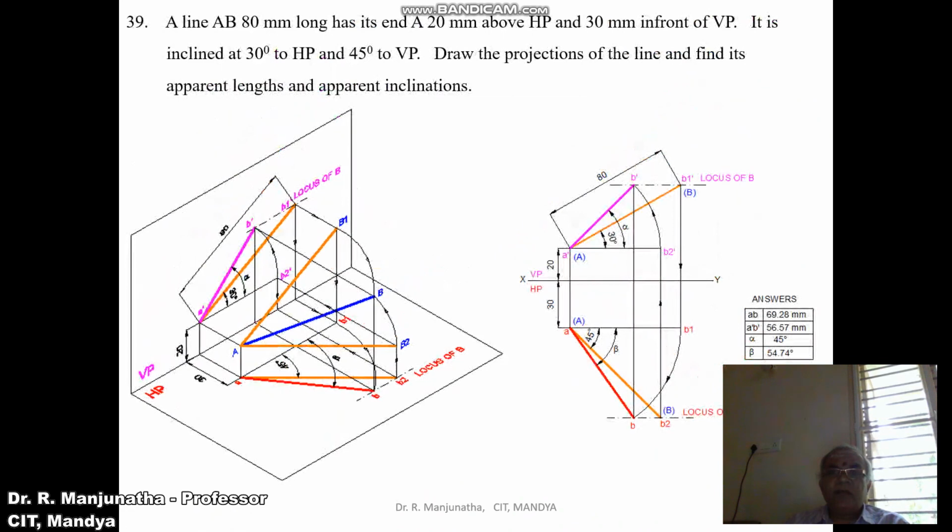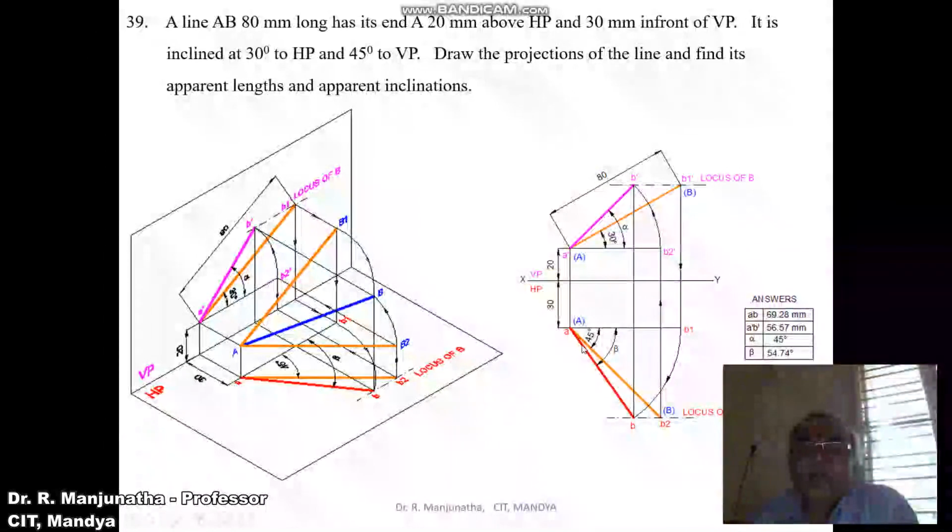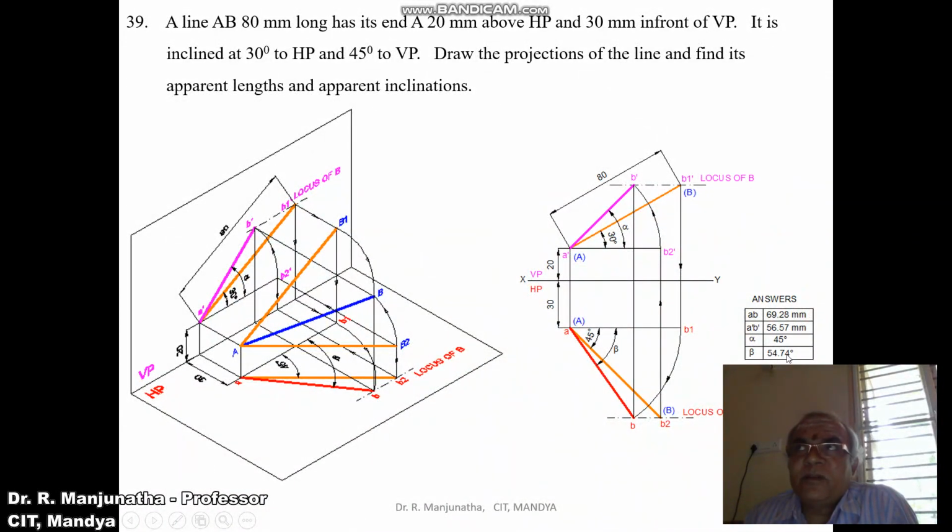So the final consolidated solution is this, wherein you can see that both together we are going to get this. When you join between B dash and B, both will lie on the same line. Now we want to find out the apparent length and apparent inclination. By using the protractor, you measure the angle alpha. The alpha is 45 degrees. And you measure the angle beta with respect to the top view, which is 54.74.